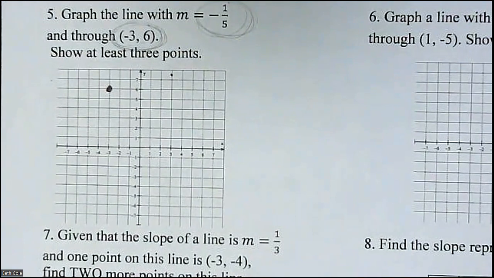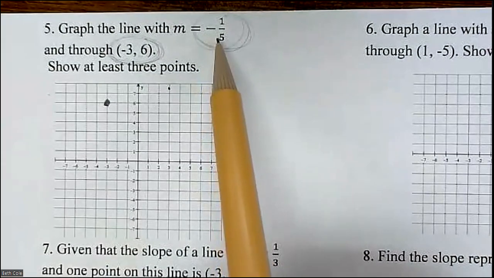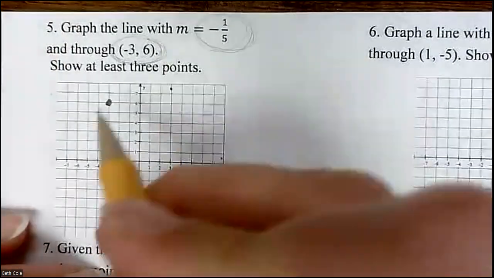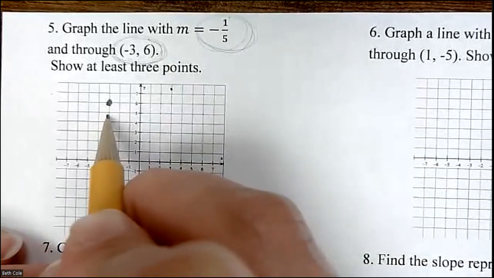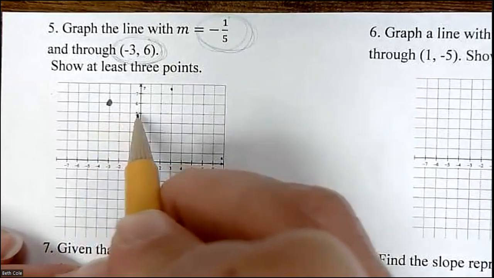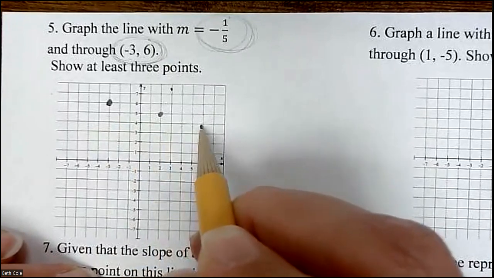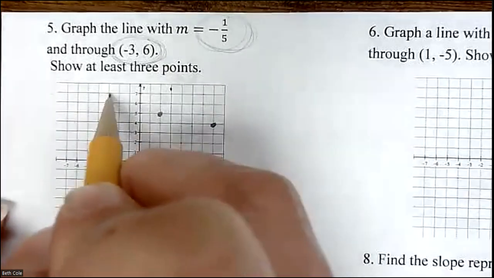Now it says show at least 3 points. I want you to put as many as will fit. Okay, all of them. You might only be able to fit 3 points here though. So your slope is -1/5. That means you're going to go down 1, right 5. So from that starting point, go down 1, and then 1, 2, 3, 4, 5, and then just keep doing that. Again, if you can count to 5, you can do it.